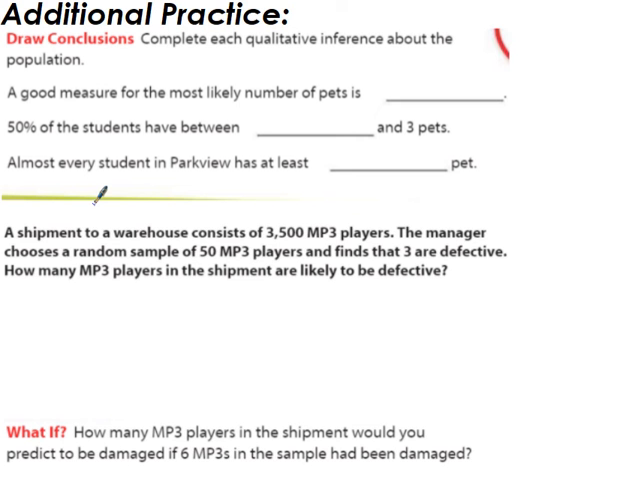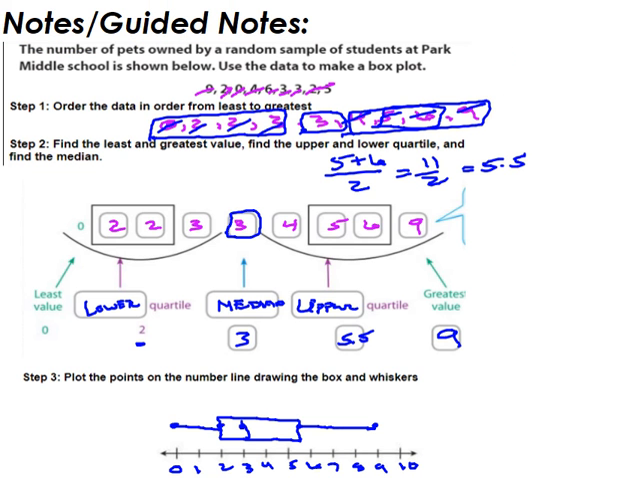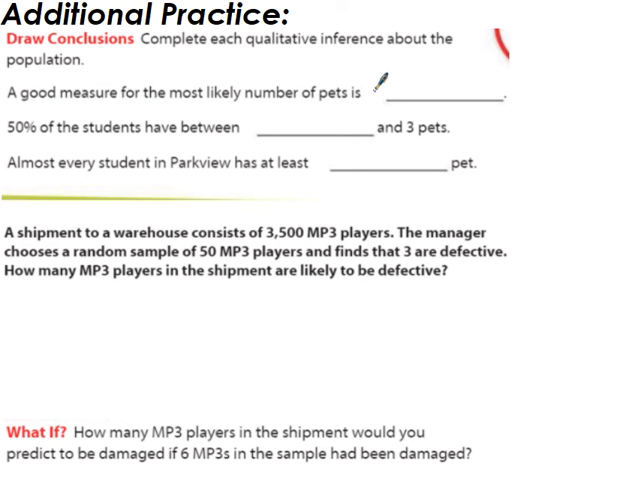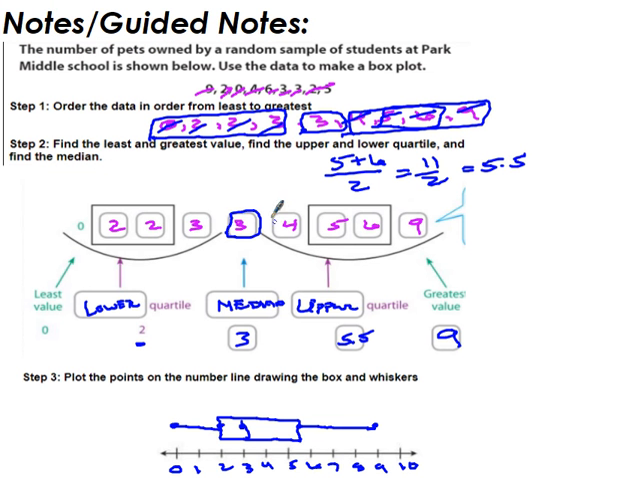A good measure for the most likely number of pets is, this is where we're going to use our median. A good measure for the most likely number of pets is the median, which would be 3. So the median is a really good measure to use, and for this one, it means 3. It's the middle number, and then we're going to say that the middle average amount of pets is 3.